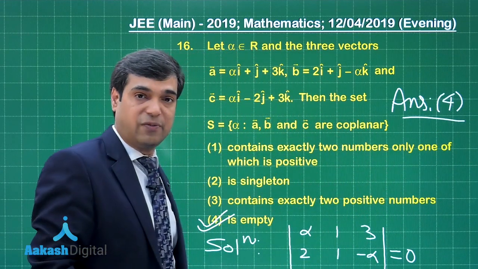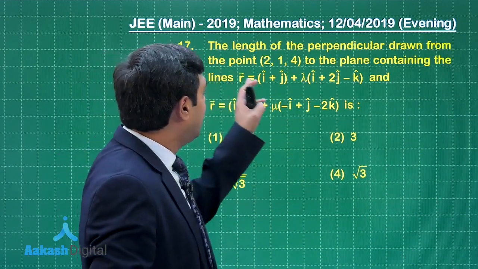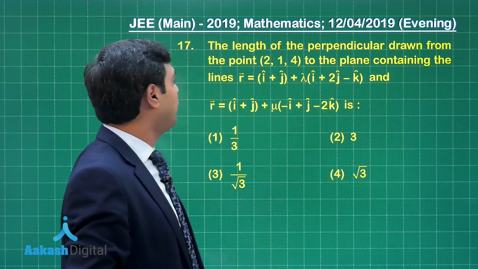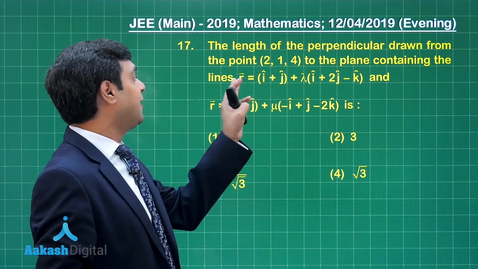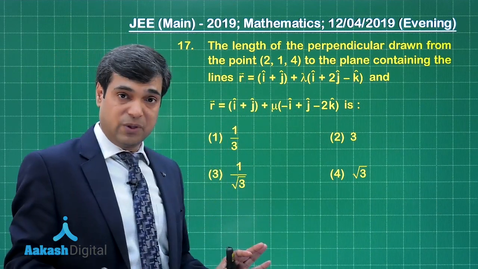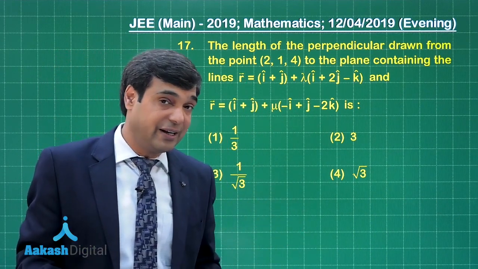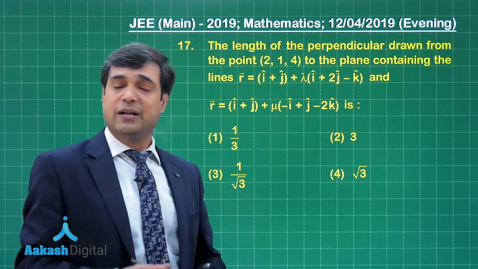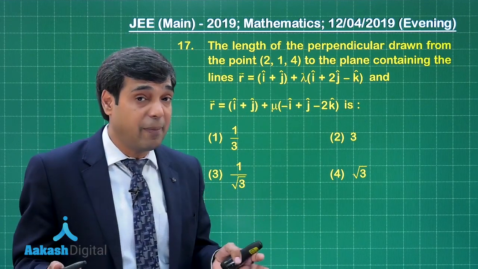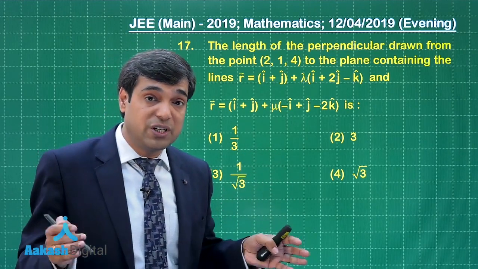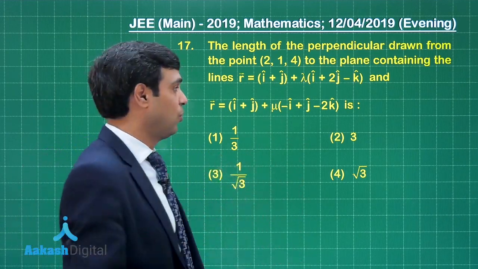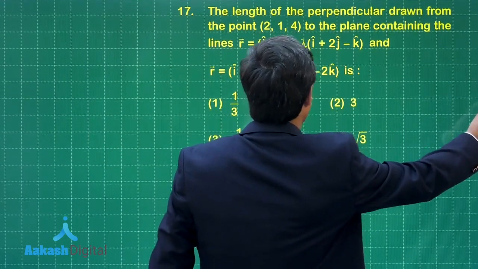Let's move on to the next one. The length of the perpendicular drawn from the point 2, 1, 4 to the plane containing these two lines is. So first you need the equation of the plane containing two lines, and how do we write it? Simply the determinant with rows x minus x1, y minus y1, z minus z1; a1 b1 c1; a2 b2 c2 equals 0, right? So let's start this question now.